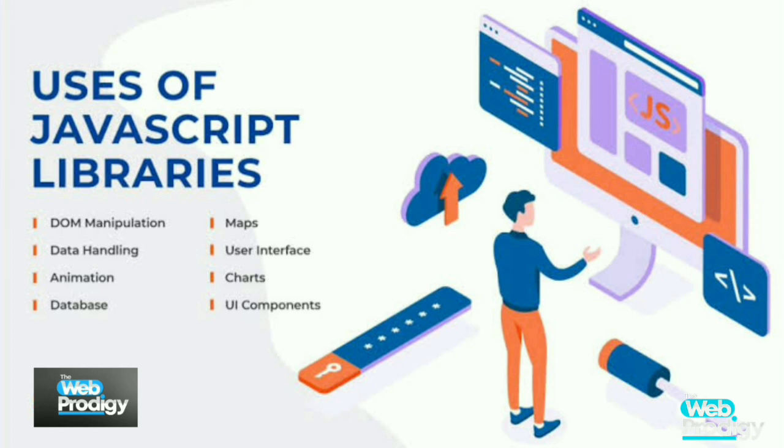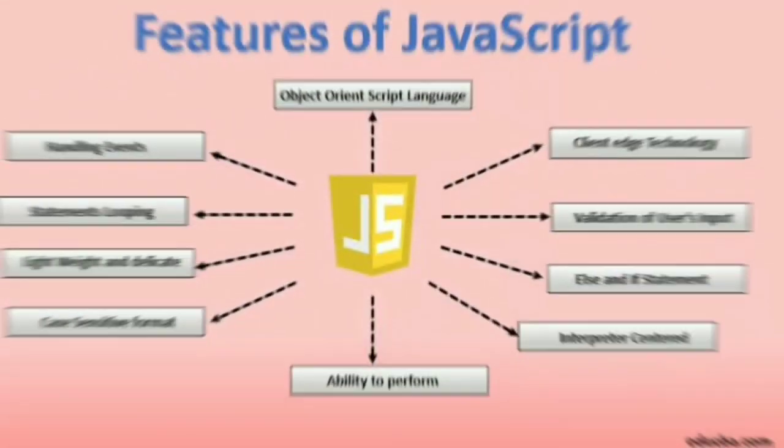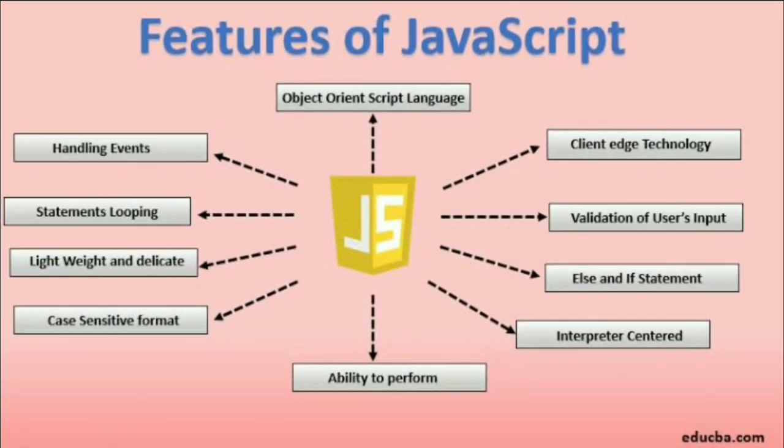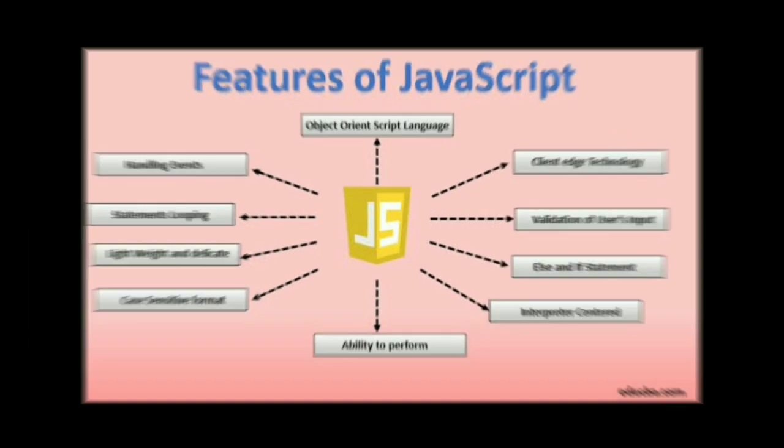There are various uses of JavaScript libraries. For example, DOM manipulation, maps, data handling, user interface, animation, charts, database, and UI components. And there are multiple features of JavaScript, for example, object-oriented scripting language, handling events, client-side technology, statement looping, validation of user input, lightweight and delicate, if and else statements, case-sensitive format, and ability to perform.